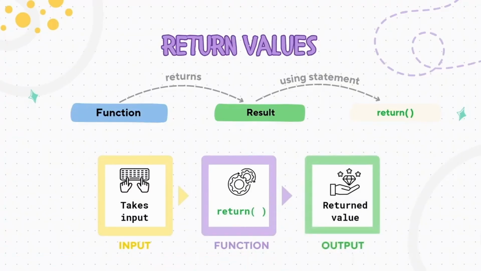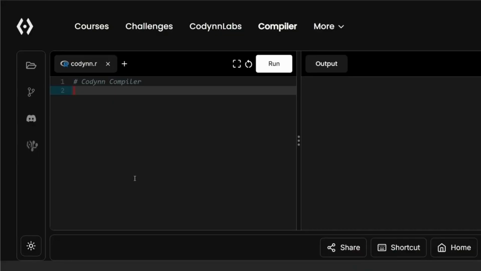Okay, now that we have some basic knowledge about functions, let's take a look at them practically inside of the R compiler. Okay, now that we are inside of the R compiler, let's define our first function. Now for a function, first we have to define a function name. So let's say our function will be called add numbers, and the name itself is quite explanatory. It will be a function to add numbers.